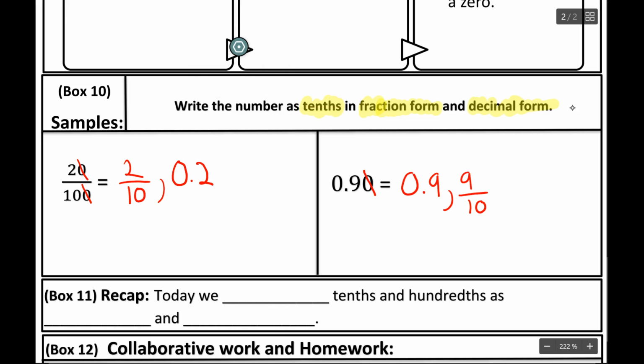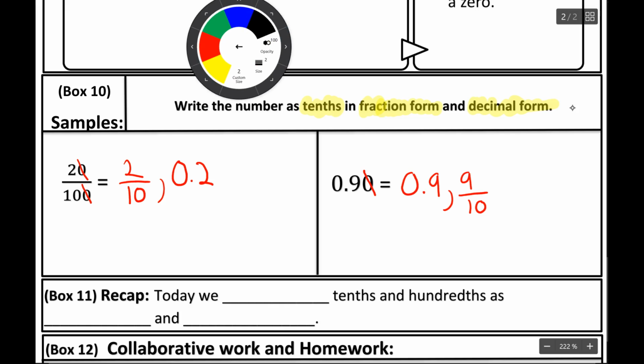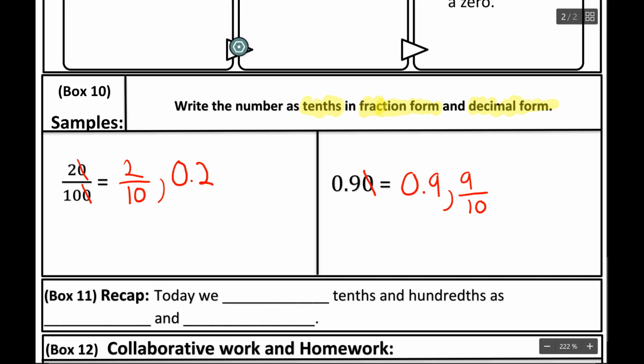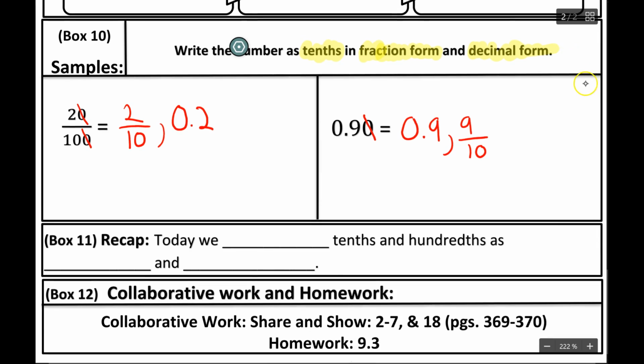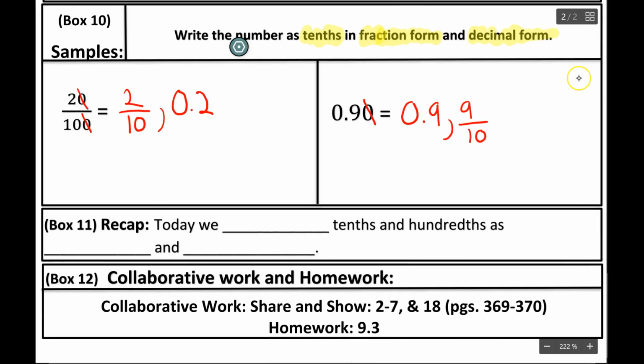Alrighty, going on. Hopefully you got both of those. They were pretty simple problems, okay? But again, if you didn't, try to figure out where your mistake was. Maybe you misread the instructions. Maybe you didn't read the instructions at all. Okay, so again, we can just be careful and attend to precision.